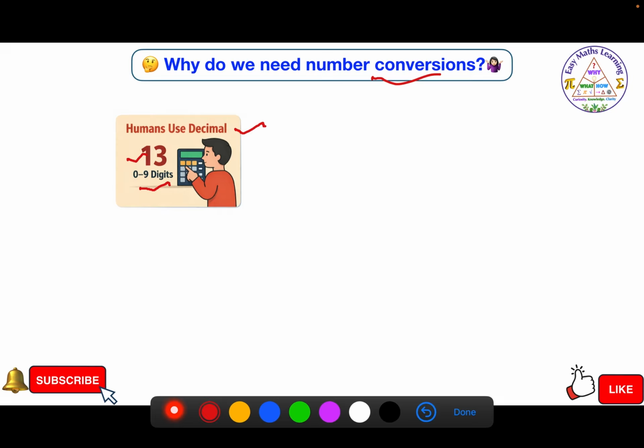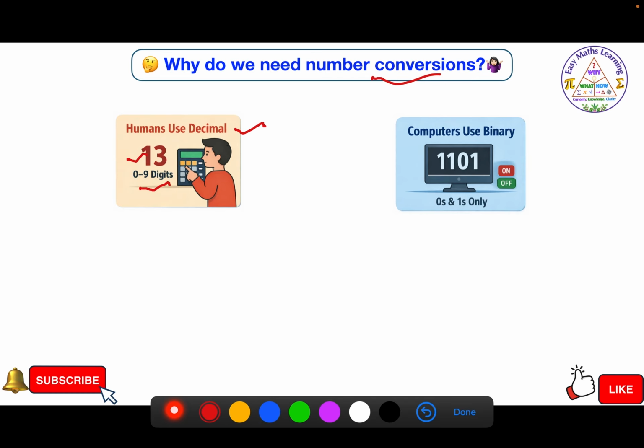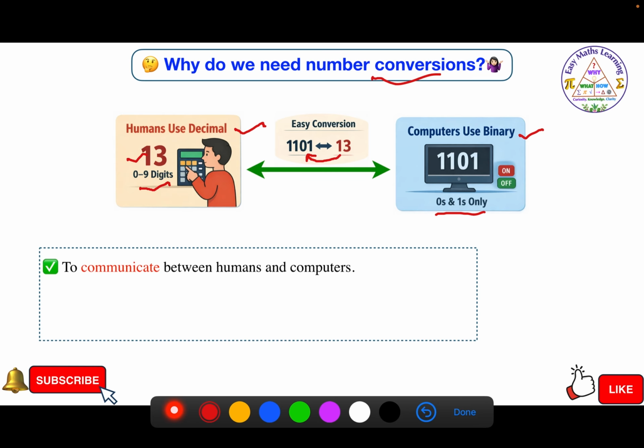But computers don't work in decimal internally. Computers use binary number system which has digits 0 and 1. So decimal number 13 becomes 1101 in binary. So we need conversions to communicate between humans and computers.